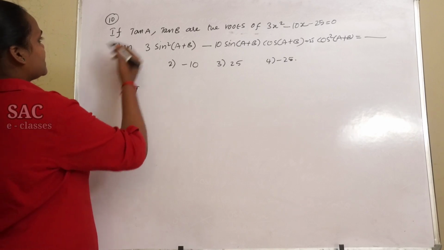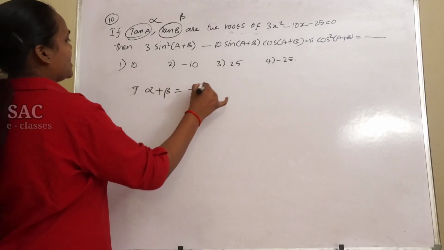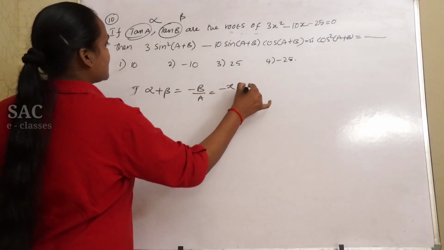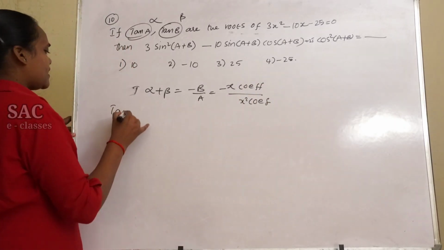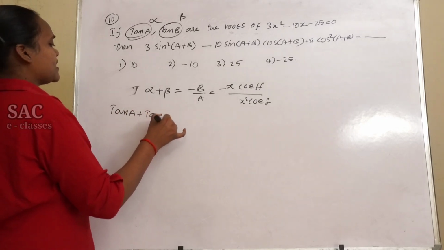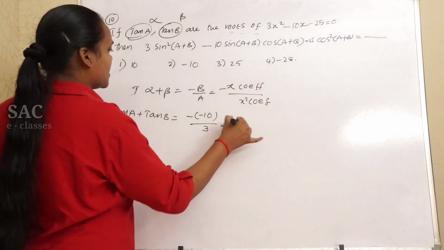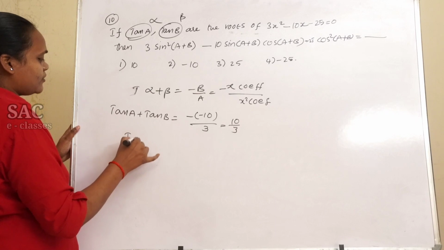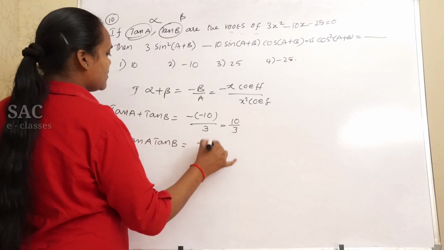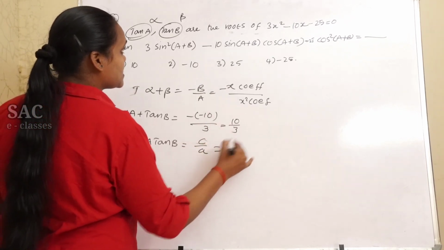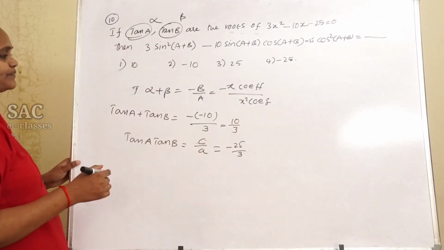First of all, let us think tan A is alpha and tan B is beta. Then alpha plus beta is minus b by a, which is the minus x coefficient by x square coefficient. So you can write tan A plus tan B is equal to minus of minus 10 by 3, which is 10 by 3. In the same manner, alpha into beta, which is tan A into tan B, is equal to c by a. Here c means minus 25 and the x square coefficient a is 3.